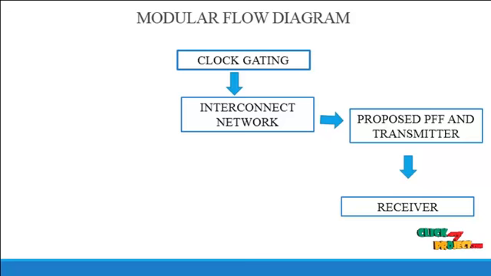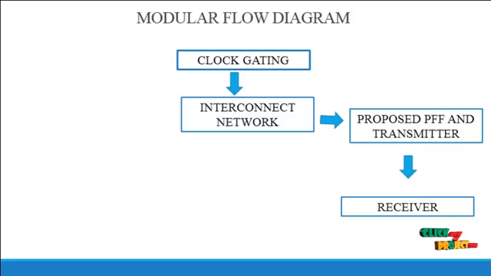After that, it is connected to the clock gating. Clock is very important, and a high frequency clock is given to the overall circuit. The clock gating is fed into the interconnect network. The interconnect network is the interconnection between the CMOS driver and the receiver side. In the interconnect network, resistor and capacitor are used for filtering purposes.